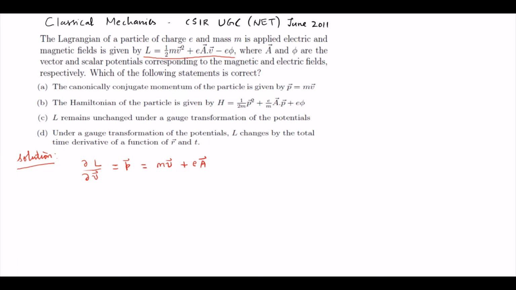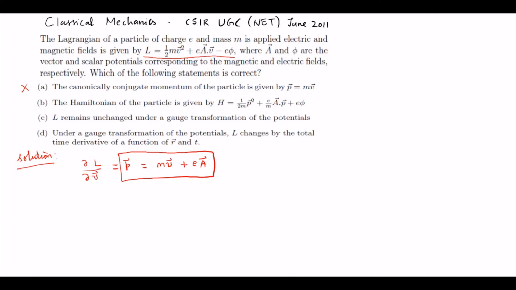Notice that the canonically conjugate momentum is not simply m times v vector. The m v vector is called the mechanical momentum, and this is the canonically conjugate momentum. They are not equal, as there is an additional piece, e times A vector, the vector potential. This means the first option is incorrect, because the canonically conjugate momentum is not simply p = mv.